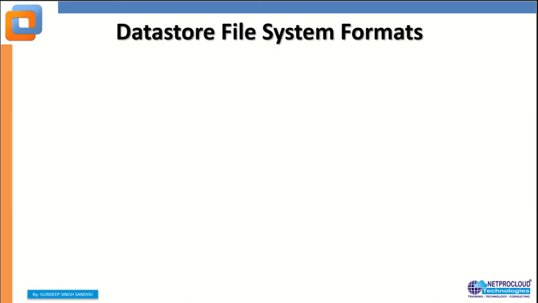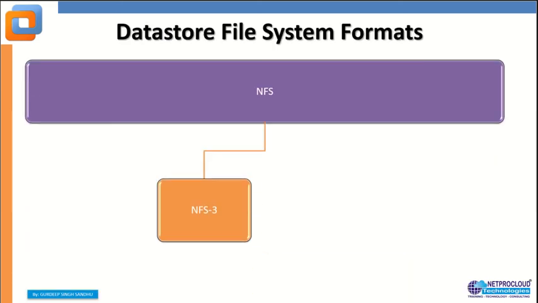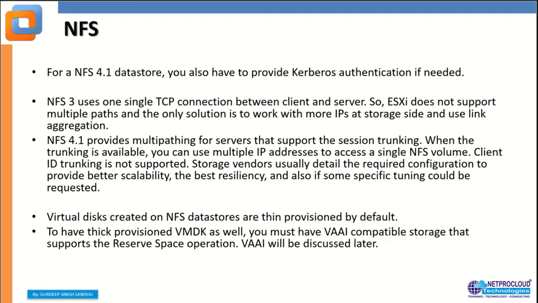Now talking about NFS. An NFS type of datastore can be created with two versions of the file system: one is 3 and one is 4.1. For an NFS 4.1 datastore, you have to provide Kerberos authentication if required. And NFS 3 uses one single TCP connection between client and server. So NFS 3 does not support multipathing. Here the only solution is to work with more IPs at the storage side and use link aggregation.